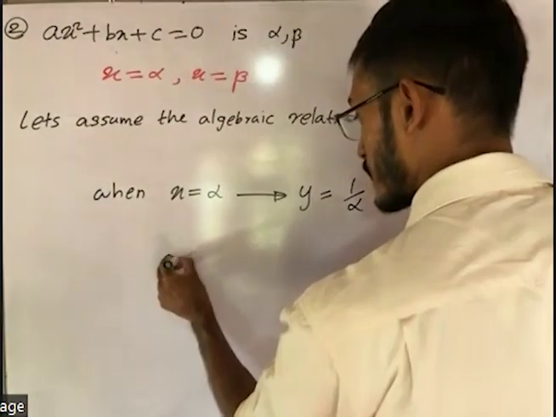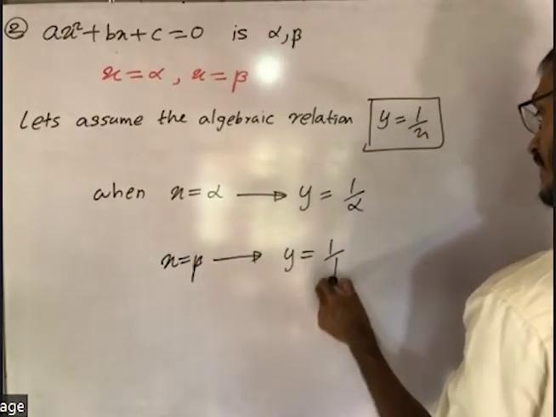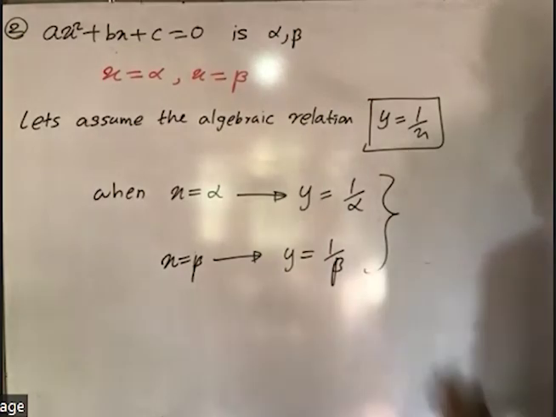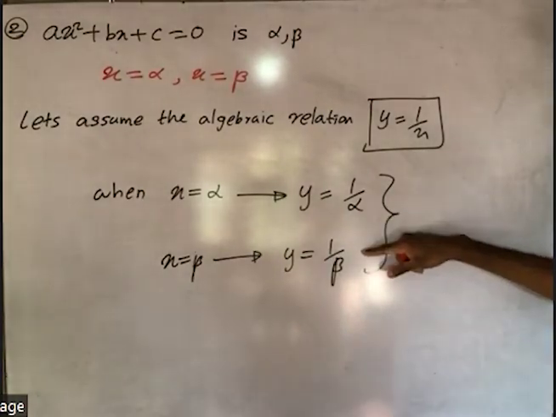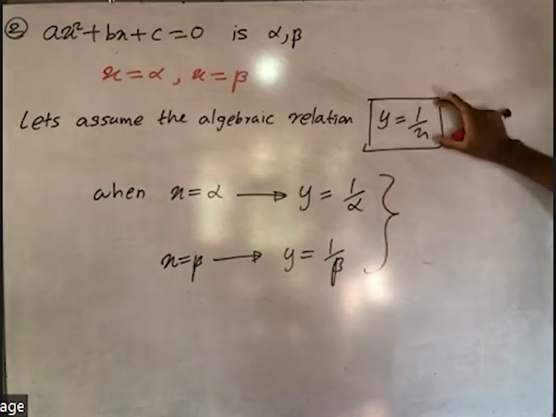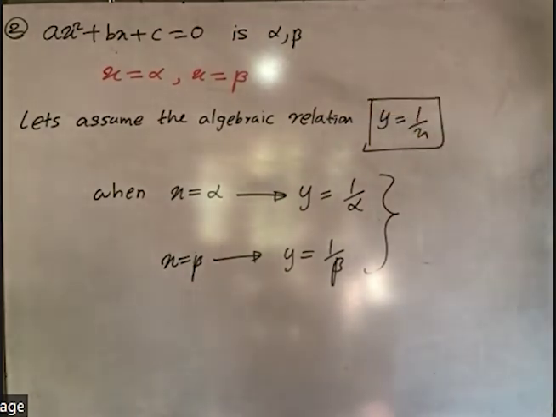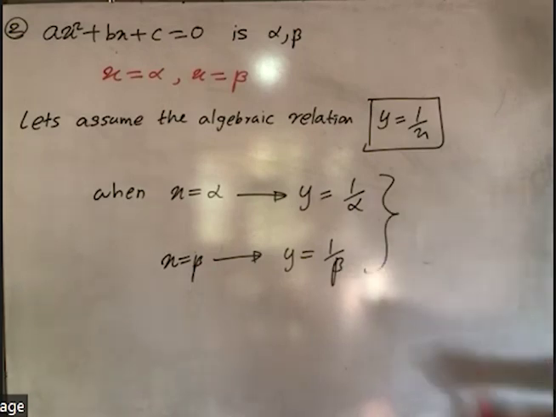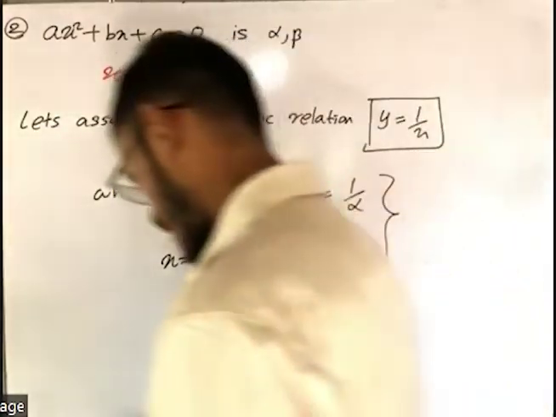So when x equals beta, then y will be equal to 1 over beta. If you look at this result, these are the two roots that we want. Using this relation, we can convert an x value to a y value. Then from that, we can get the two roots that we want. So 1 over alpha and 1 over beta are the two roots that we want. Right, then write down that.